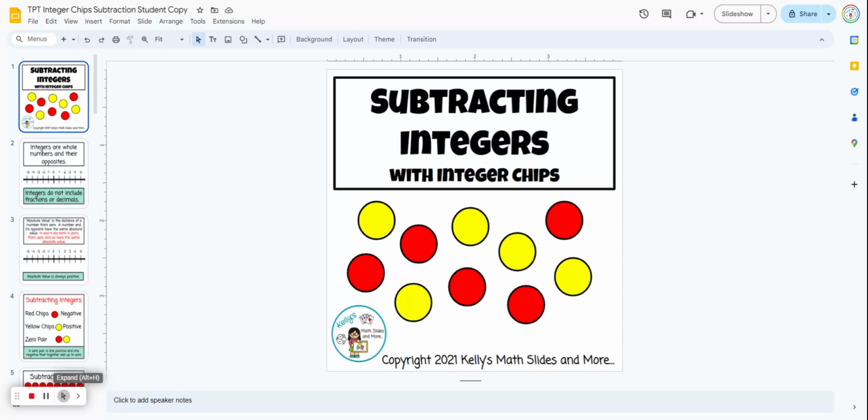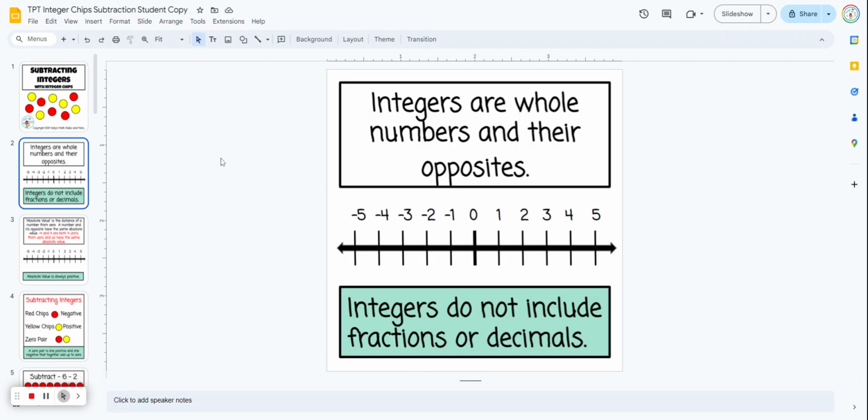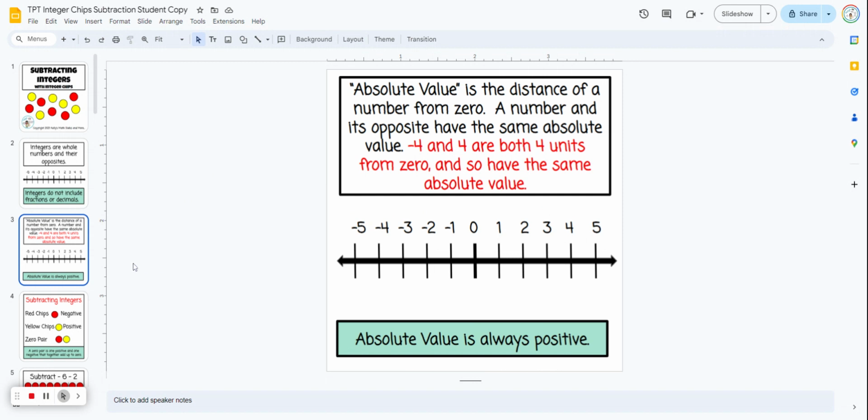Subtracting integers with integer chips. This is a digital lesson. Students are able to move these red and yellow chips around their screen in order to solve the subtraction problems. So the lesson starts with explaining what integers are and then explaining absolute value.